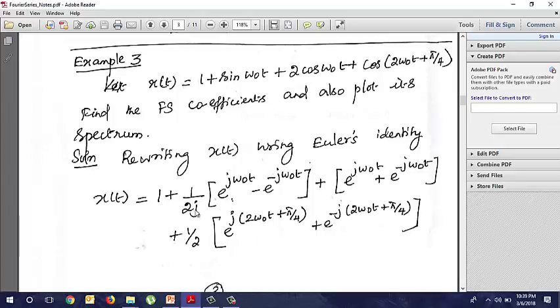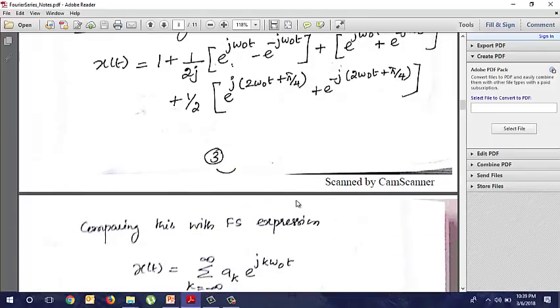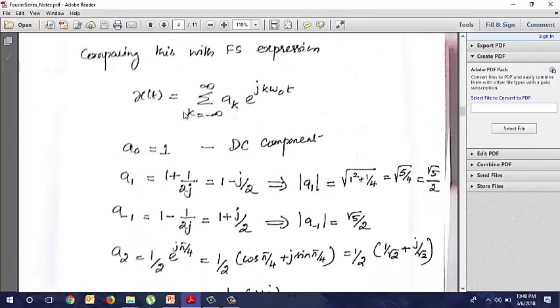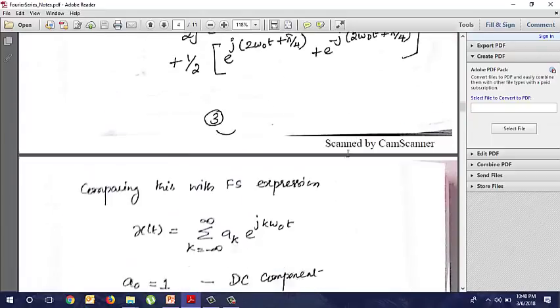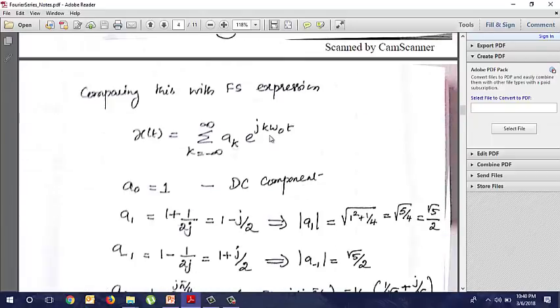So 1 plus sin omega naught t is 1 by 2j into e power j omega naught t minus e power minus j omega naught t. Similarly cos is 1 by 2, so 2 and 2 get cancelled, you get this, and then this cos is again 1 by 2 into this. Here you have 2 omega naught t plus pi by 4. There is a phase that has to be included here. Now you take the individual terms. This is your general Fourier series representation. You have to compare this form with what you have got here and identify the coefficients.